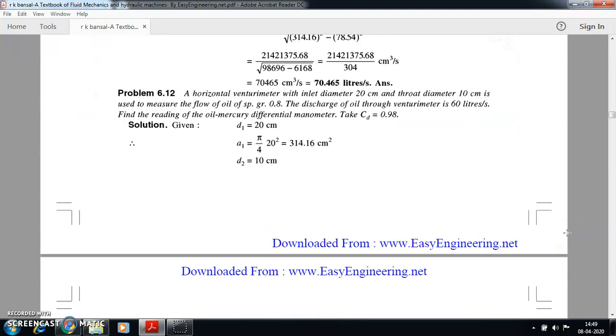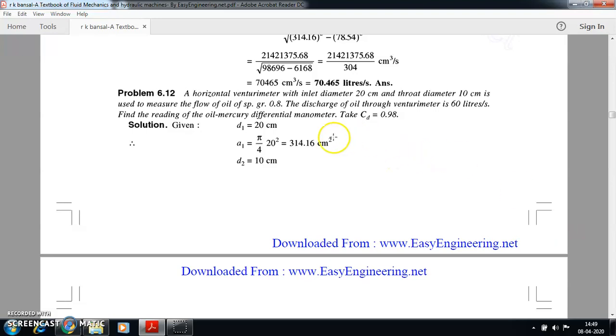Now, if you go to 6.12, you have a horizontal venturimeter. Problems are simple, so I'm moving on quickly. The inlet diameter is 20, throat diameter is 10. So D1 is given, D2 is given, so you can find A1 and A2 with the pi by 4 D square formula. Now it is used to measure the flow of oil, specific gravity 0.8 given to you.